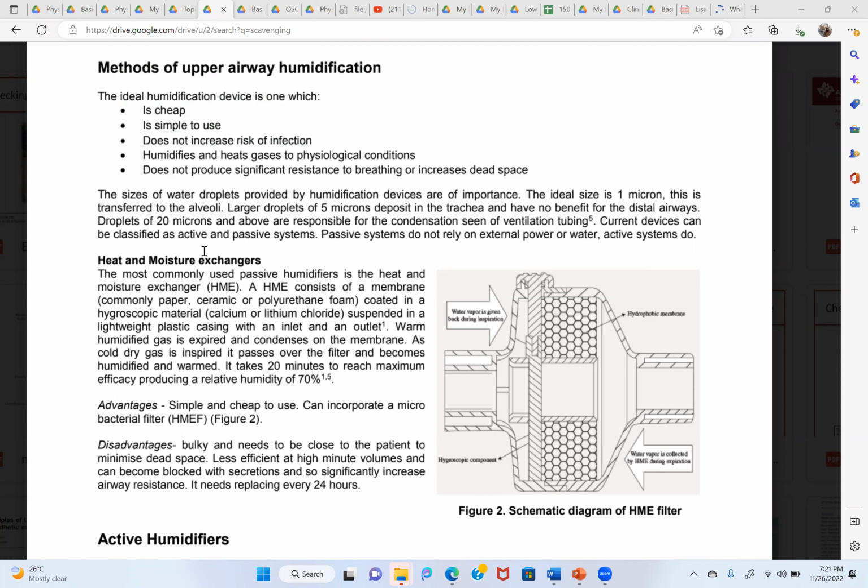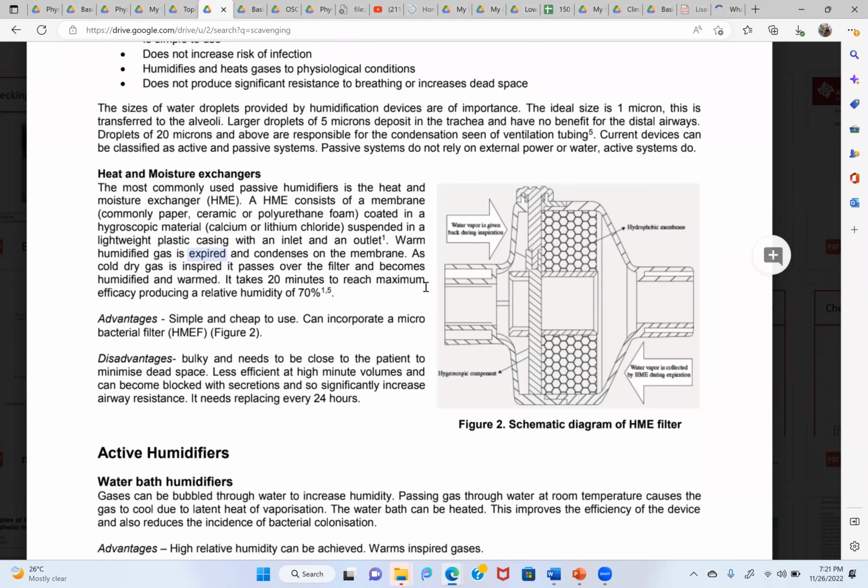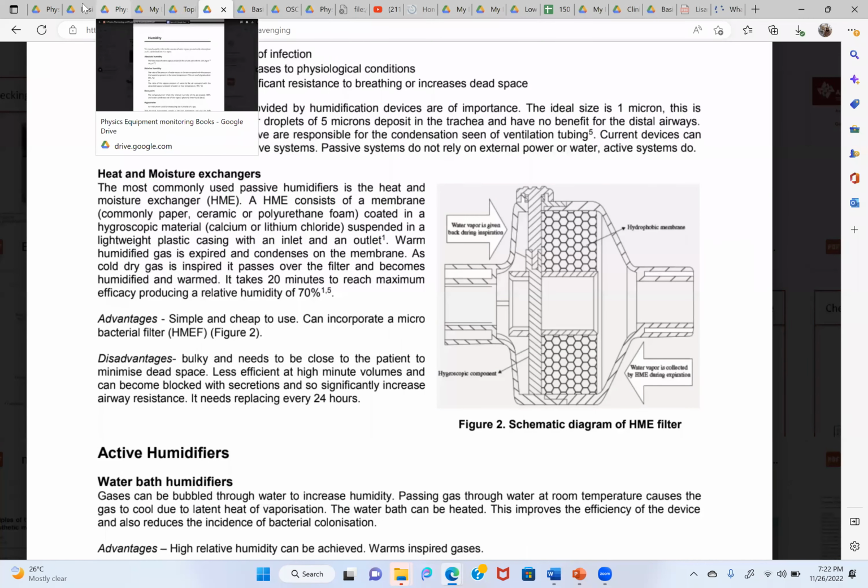Current devices can be classified as active and passive, as I told you. Passive systems do not rely on external power or water, unlike active systems. There is no heating system or cooling system or any electric system. This is actually the most common. They have written first the HME filter. The filter consists of a membrane, commonly paper, ceramic, or polyurethane foam, coated in a hygroscopic material. I will show you this in just a second.